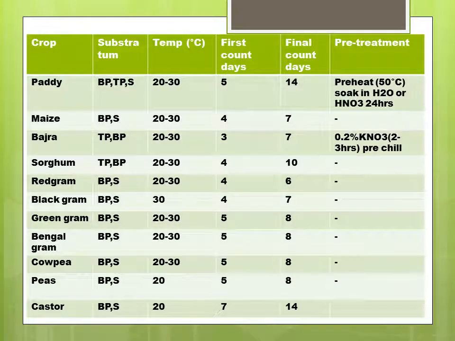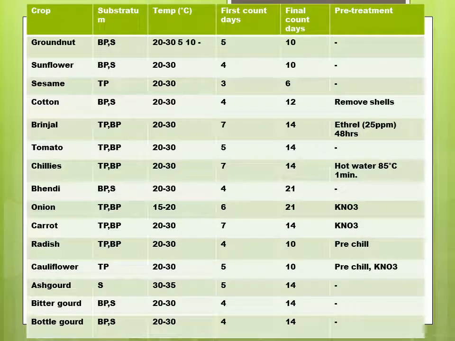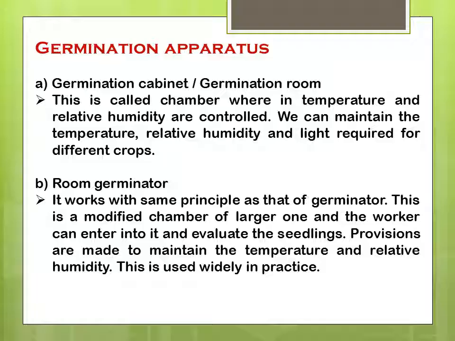Now third, these are the different crops. It shows what the substrate is, what the temperature is, and what the first count days are, because you have to check the germination percentage. In this case, the first count will be at 5 days and the final count after 14 days. Again, these are the different crops, and all the details are given here, like coconut, brinjal, tomato, etc.